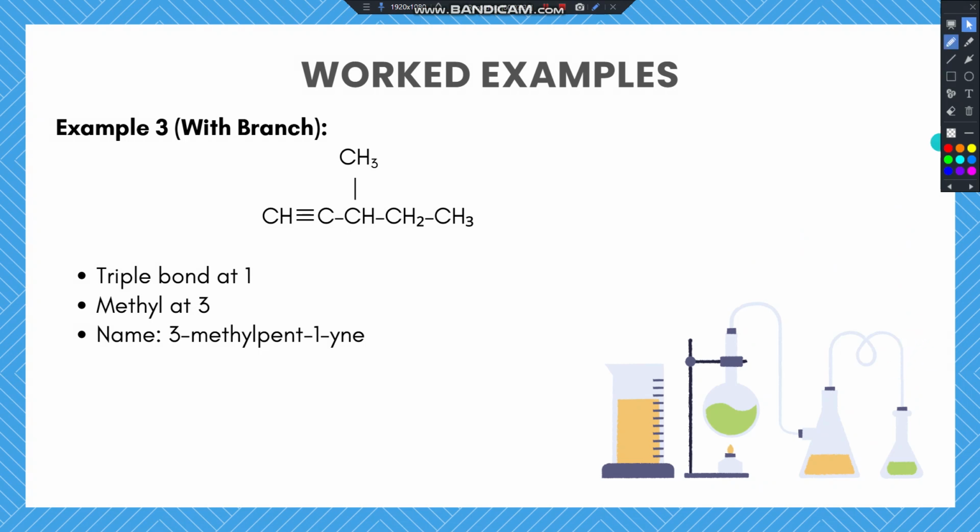So we have this third example which contains a branch. Now remember, the triple bond or the multiple bond takes priority over the branch. So we want to first get the number of carbon atoms that are in the parent chain. So we can start from the left to the right. We have 1, 2, 3, 4, 5. Or we can go from the left upwards, 1, 2, 3, 4. So we ended up with 4 carbon atoms left up. We ended up with 5 carbon atoms left to the right. So we're counting from the left to the right.